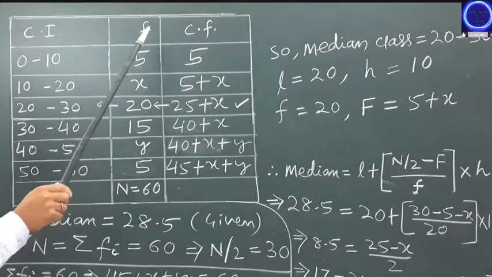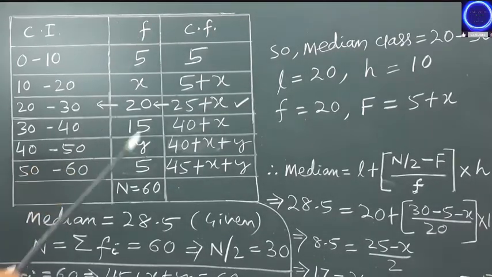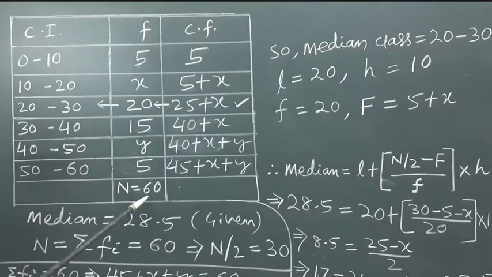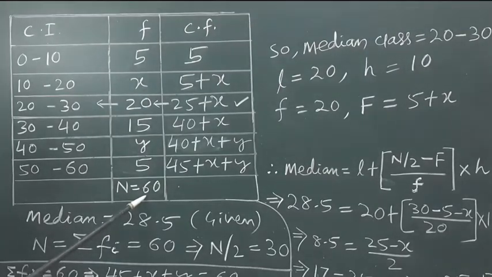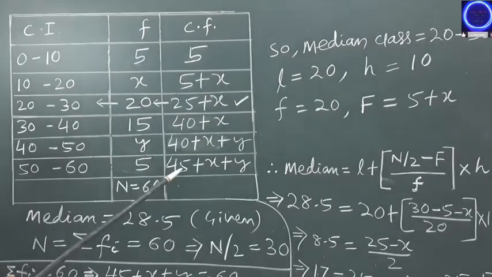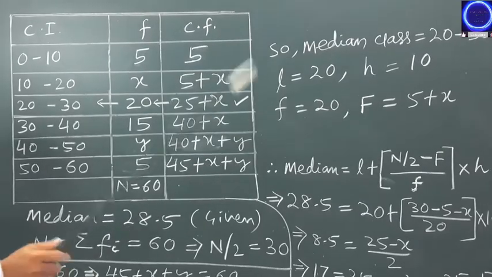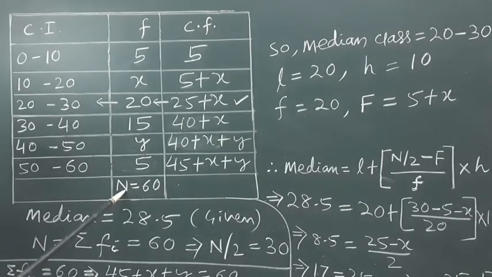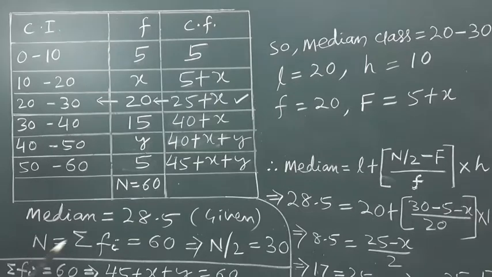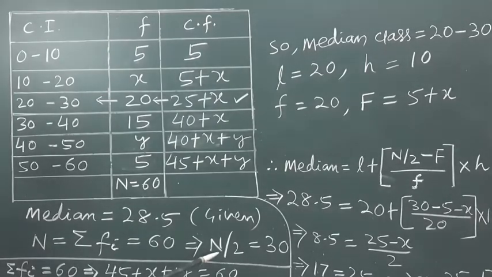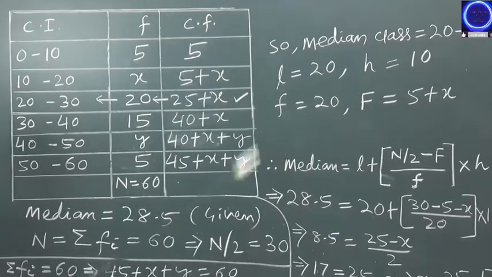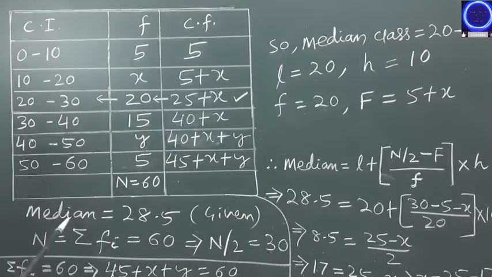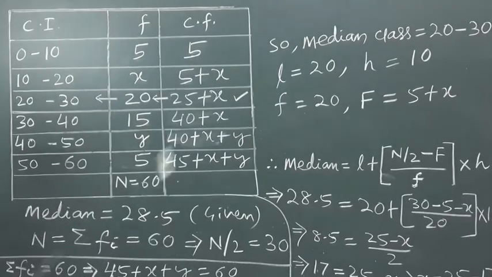Upon adding all the frequencies, you will get 60. As given in the question, 45 plus x plus y is 60, that is capital N or sigma fi. Here n, sigma fi, is 60, this implies n by 2 is 30. Also in the question it is given that the median is 28.5.